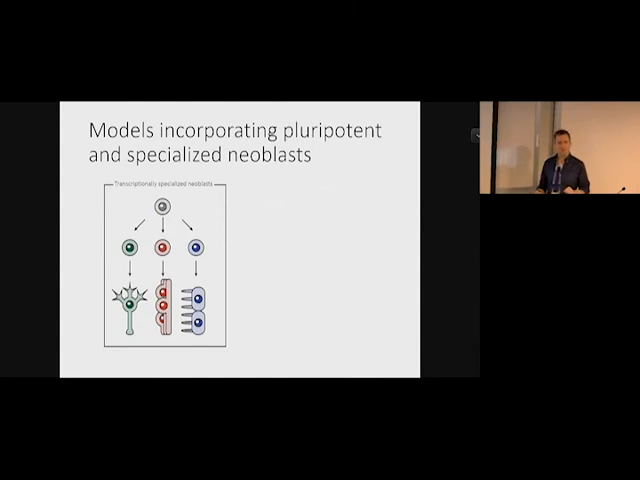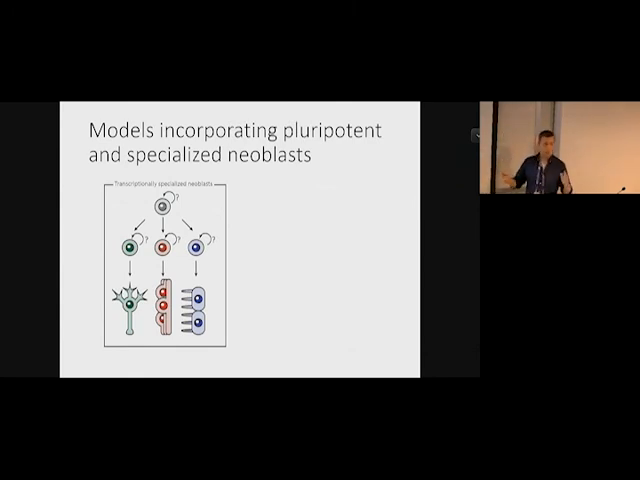Okay, I'll continue a bit and then I'll take some questions. So that's one model, and of course this model raises many new and important questions. For example, which of these is self-renewing? We know that the pluripotent stem cell is self-renewing, but are these self-renewing? Are those something similar to a transient amplifying stem cell?